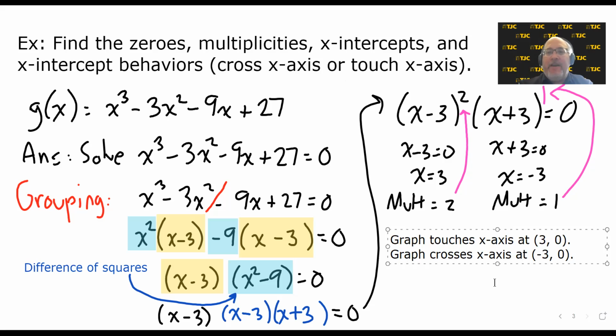So really, when you're finding the intercepts and multiplicities and the intercept behavior, cross versus touch, of an unfactored polynomial, it's just the same as if it were factored. The only difference is, in order to find the zeros, we have to get it factored first.